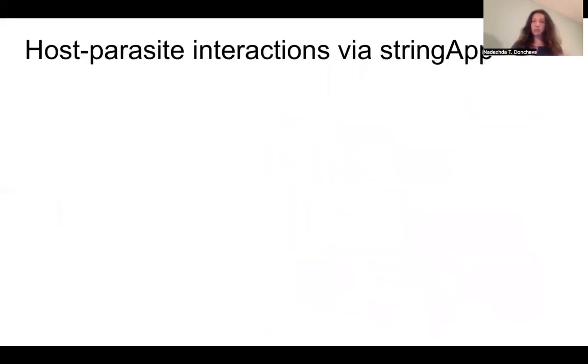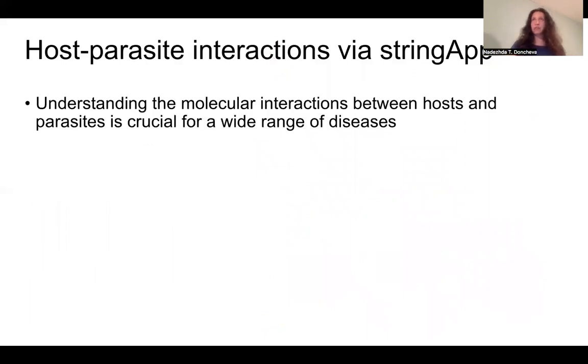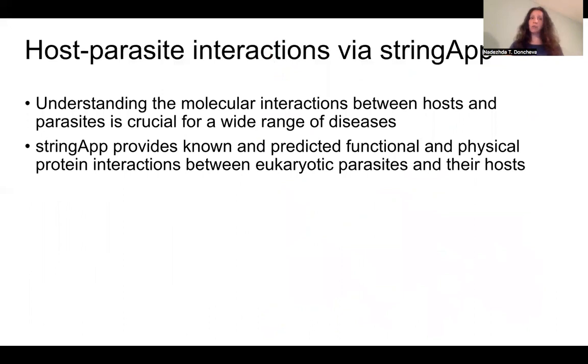Virus-host interactions are just one example for interspecies interactions, but we are also interested in host-parasite interactions, especially in eukaryotes, but also other organisms, because they cause several different diseases, and looking into the interactions will help us understand these diseases better. This is why we are working on putting both known and predicted functional and physical interactions between eukaryotic parasites and their hosts into the stringApp.